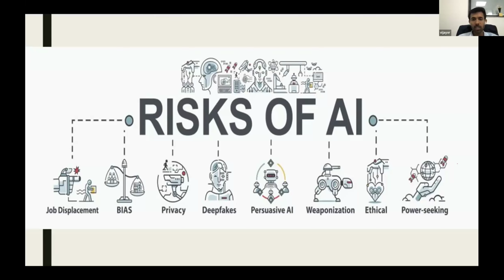And persuasive AI. What is persuasive AI? It means that artificial intelligence can influence the attitudes and behaviors of humans. Because nowadays we are depending blindly on AI software. We are depending on ChatGPT, we are depending on search engines. Everything we are depending on.